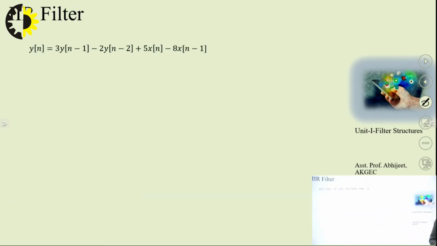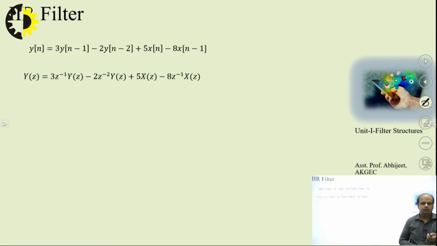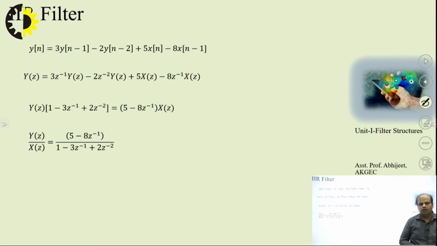Suppose I have a system described by this equation. Now with our understanding of previous examples, you can understand that either we can work with the difference equation or we can work with the system transfer function. So I will frame the system transfer function. We'll take the Z transform of the complete equation on left hand side and right hand side, and then we will take Y of Z components to the left and X of Z to the right. We'll take Y upon X to make the transfer function, and we finally have the transfer function H of Z is equal to 5 minus 8Z inverse over 1 minus 3Z inverse plus 2Z minus 2.